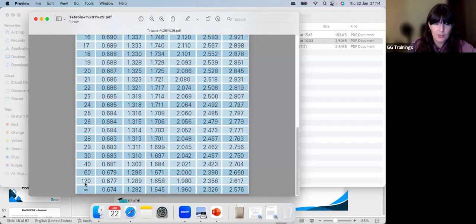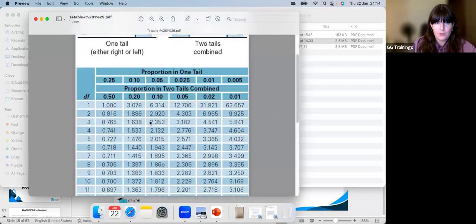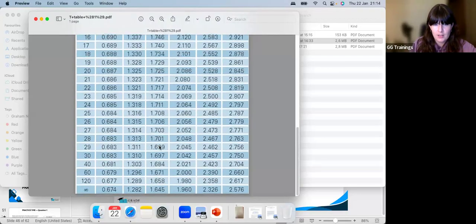So when we match the number, we're going to be looking at the 120 row, and we wanted proportion in one tail 5%, so we're looking at this column. And as you can see, 1.658 was the critical value, which you can round up to 1.66, as you saw on the slide.